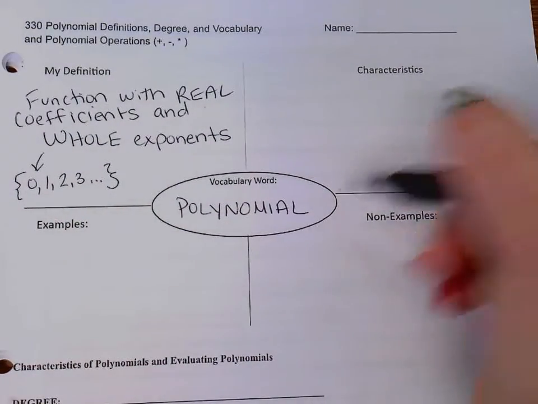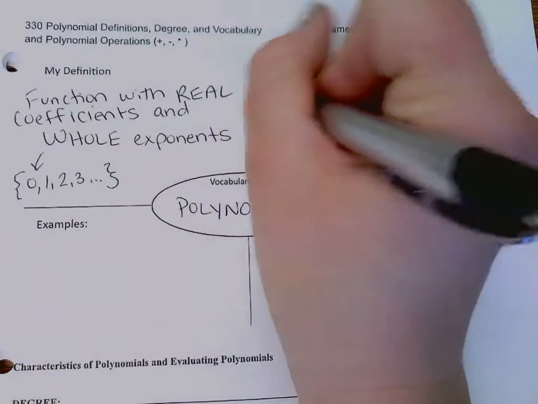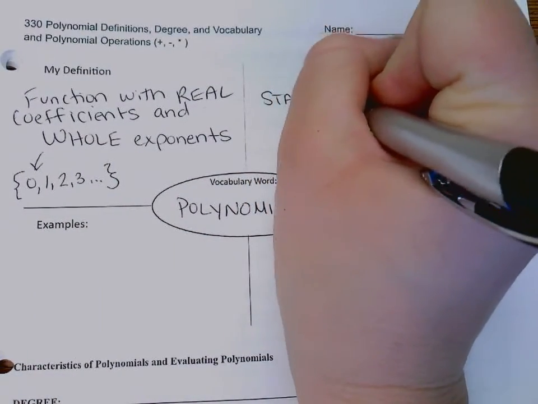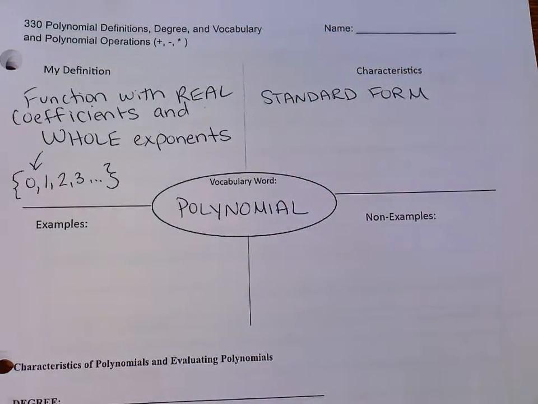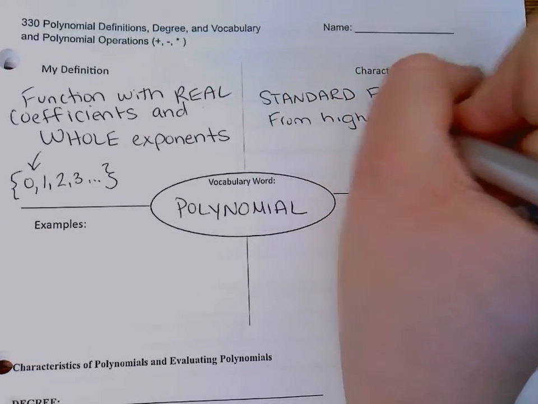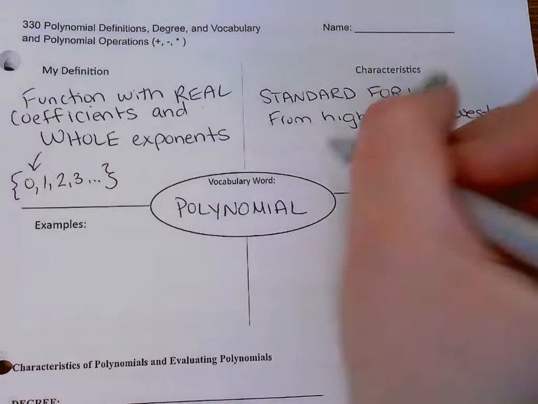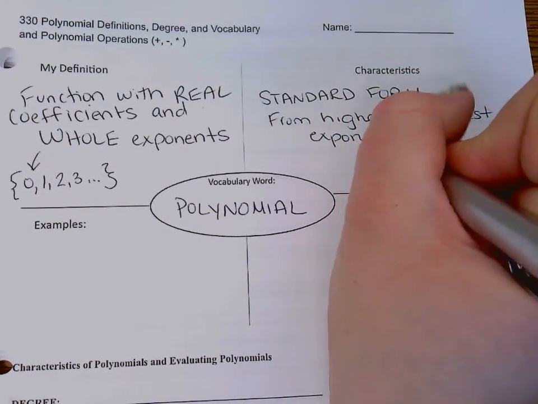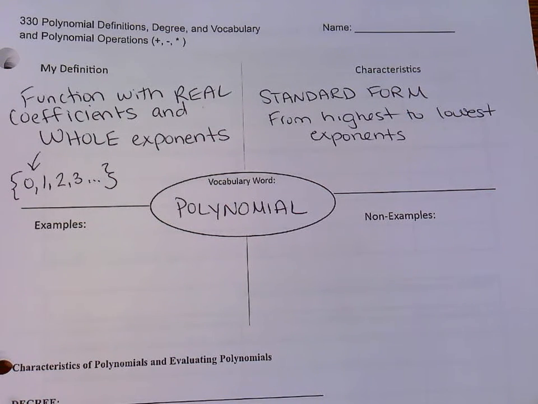The characteristics of a polynomial function: I'd like you to write down what standard form is, even though I think you already know what standard form is. It's just written from highest to lowest exponent. So it's just extending what we already know from standard form of a quadratic. You always put x squared first. If it's cubic, you're always going to put the x cubed first.